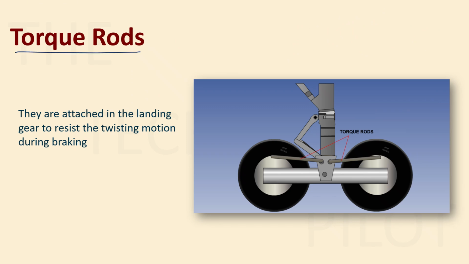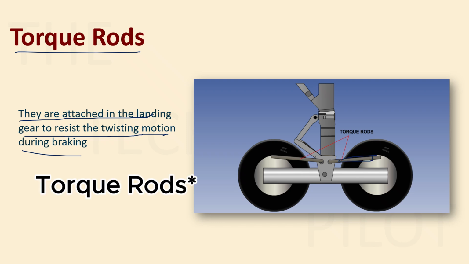And then we have something known as torque rods. They are just attached at the landing gear. They are there to resist the twisting motion during braking. Just keep that in mind. So these things that you're seeing here, these are your torque plates. So the torque plates are doing what?